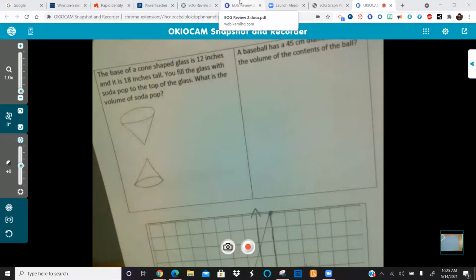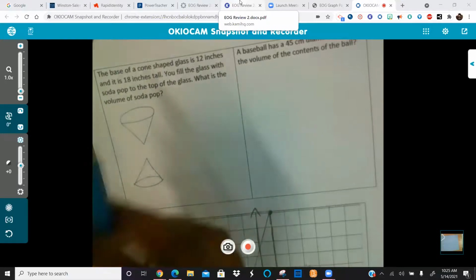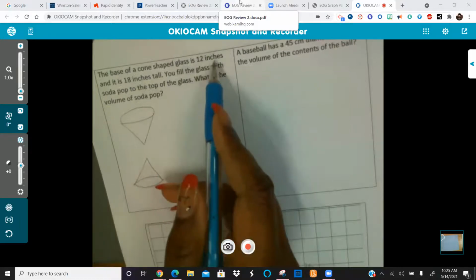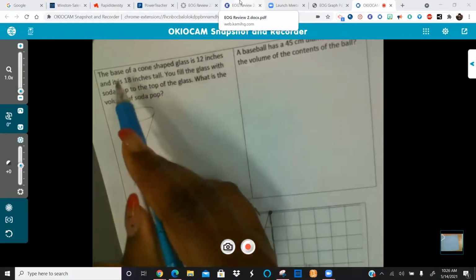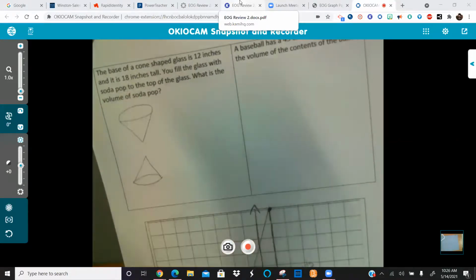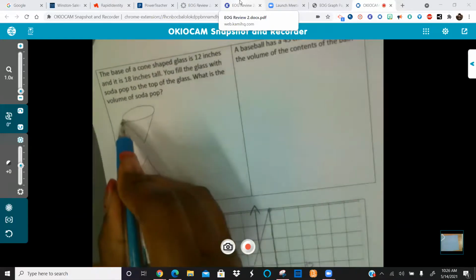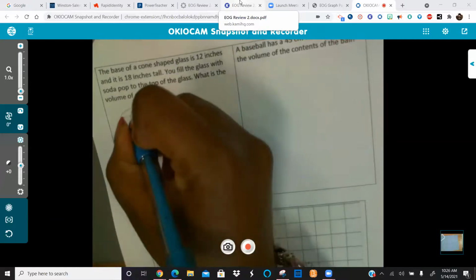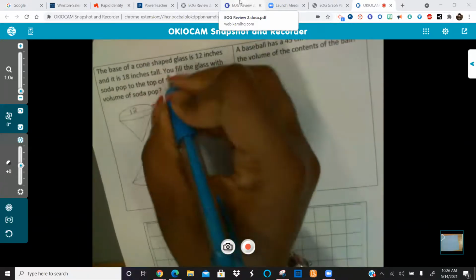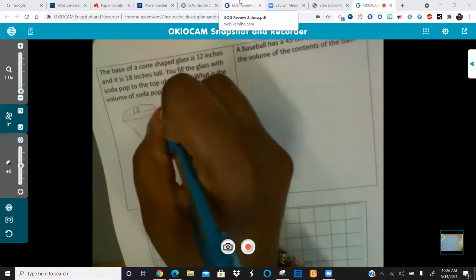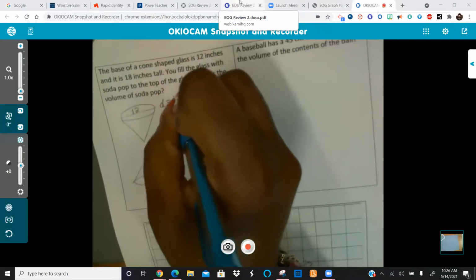All right, so we've got a cone-shaped glass. The base is 12 inches. So it's telling you that this length right here all the way across is 12 inches. This is the base part. So that length all the way across is really the diameter. The diameter is equal to 12.